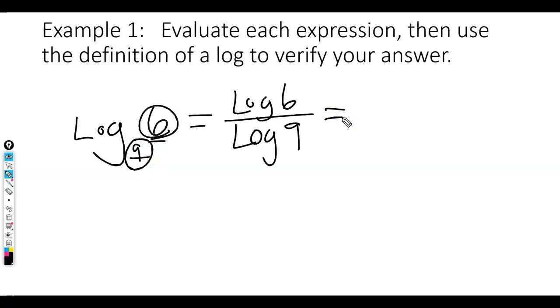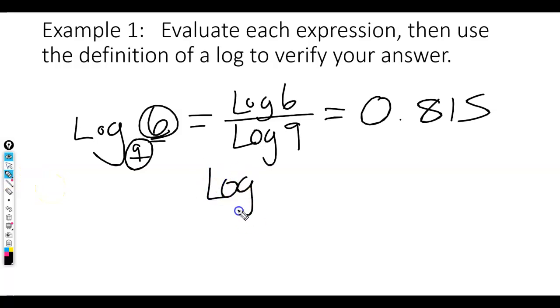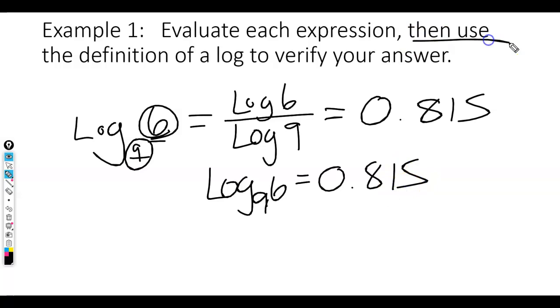Then we're going to use our calculator to get the answer. If you want to pause the video here and give that a try, go ahead. I'm going to work it out myself. So that's what I get. Log base 9 of 6, that was the original question, is equal to 0.815. Now we want to use the definition of a log to verify our answer. In other words, we want to change it into exponential form and check our answer on a calculator.